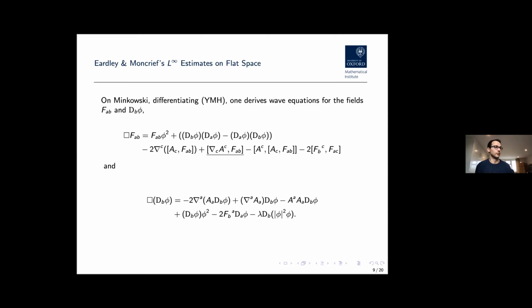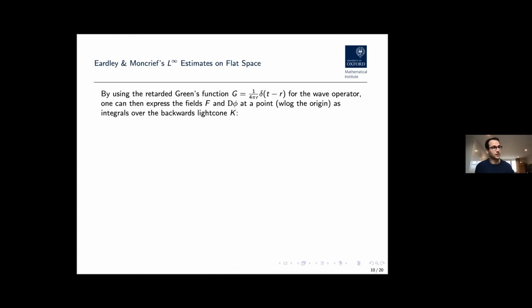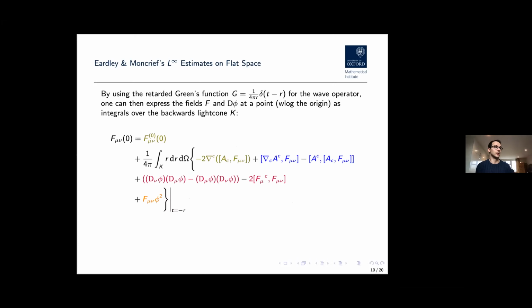So why are these equations useful? You might say, well, we already had wave equations for φ and A. The reason is exactly this gauge redundancy. If we work with F and dφ, then we're able to circumvent that, as I'll describe in a second. At least on Minkowski space, having these wave equations for F and dφ allows us to express the solution as an integral over the backwards light cone from an arbitrary point. This is what that integral looks like.